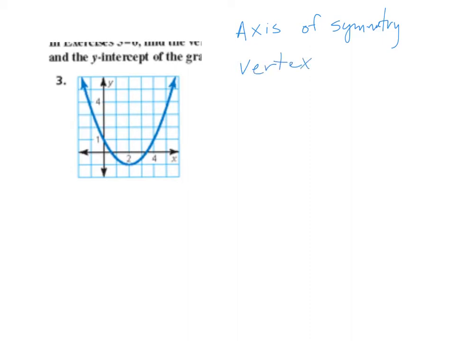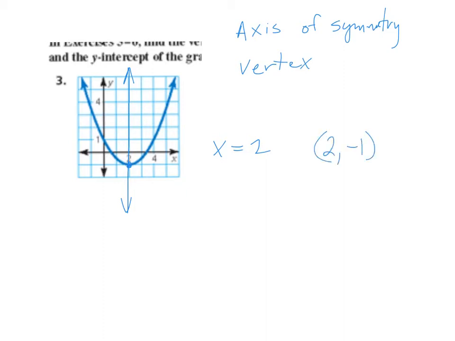So the axis of symmetry is the line that divides the graph into equal parts, left and right. The axis of symmetry looks like this. And since it only crosses the x-axis, the axis of symmetry is just x equals 2. Now the vertex, in this case, is going to be the minimum, and that is (2, -1).